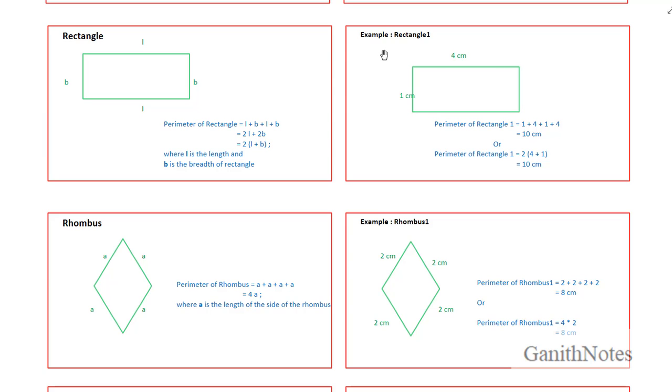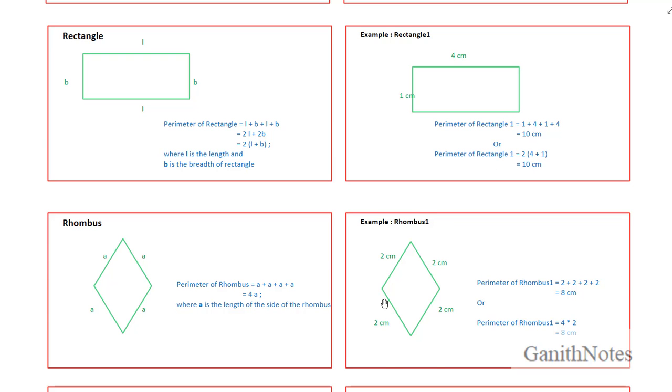So let's see some examples. In this figure of rectangle 1, we have the length of this particular rectangle as 4 centimeters, while the breadth is 1 centimeter. So the perimeter of this rectangle 1 turns out to be 4 plus 1 plus 4 plus 1, which is equal to 10 centimeters. Or by applying the above formula, we can write that it is 2 into (L plus B), which is equal to 2 into (4 plus 1). 4 is the length and 1 is the breadth here. So which is equal to 10 centimeters.